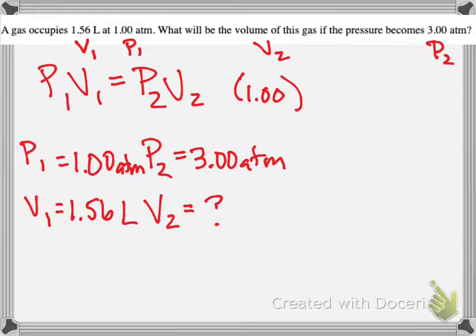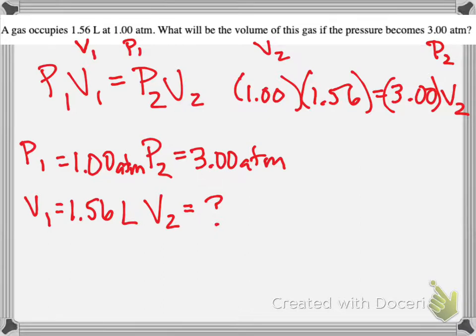So we have 1.00 atmospheres for our P1. Then our V1 is 1.56 liters. And then on the other side, we have 3.00 atmospheres. And then our volume is what we're solving for, and that's V2. Now, the units of volume can be different. We can use either milliliters or liters, or you may even see cubic centimeters as a unit of volume. Cubic centimeters and milliliters are exactly the same thing. So as long as you have the same units on both sides, the units of volume, at least for now, don't really matter. There will be a point at which they do, but not yet.